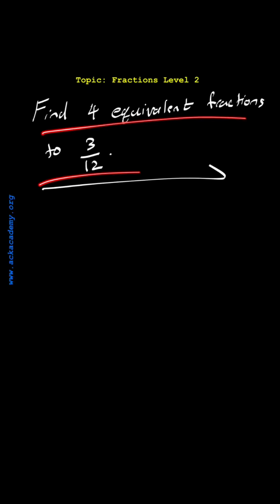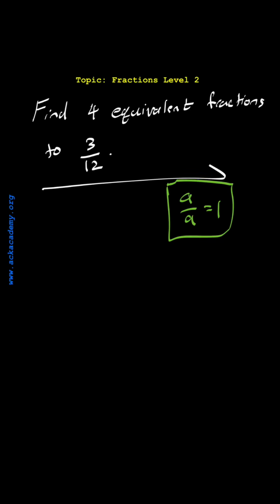Find 4 equivalent fractions to 3 over 12. Okay, so the way we find equivalent fractions is if we multiply by 1. Okay, so there's a over a. So as long as it's some fraction over another fraction, we are good to go.